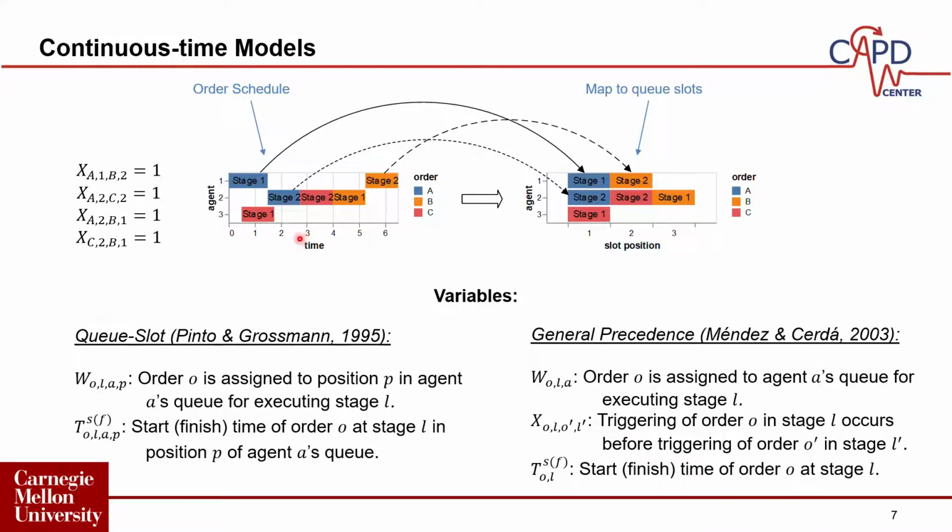So for instance, we could have that order A in stage 1 needs to happen before order B in stage 2. So this precedence relationship variable X would equal 1. Or we can map these schedules onto a queue slot sort of framework where we have certain positions in that queue for each of the agents, and they get filled up.